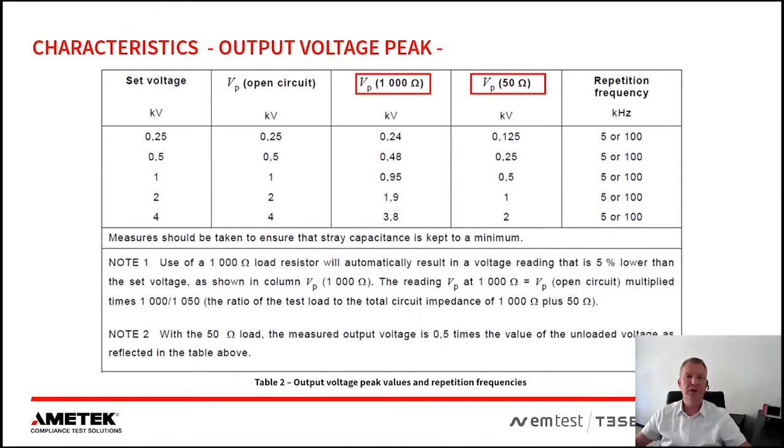Table 2 gives an overview of the output voltage values and repetition frequencies. Both frequencies, 5 and 100 kHz, are listed there. Since the burst generator has an impedance of 50 ohm, a load of 50 ohm will result in a reduction of 50%. When we add a 1000 ohm load, the reduction is just 5%.